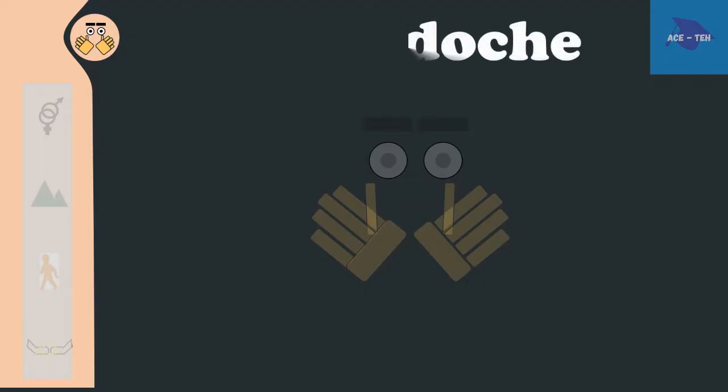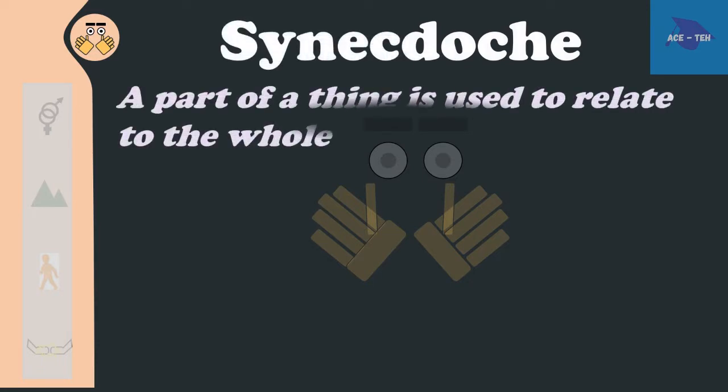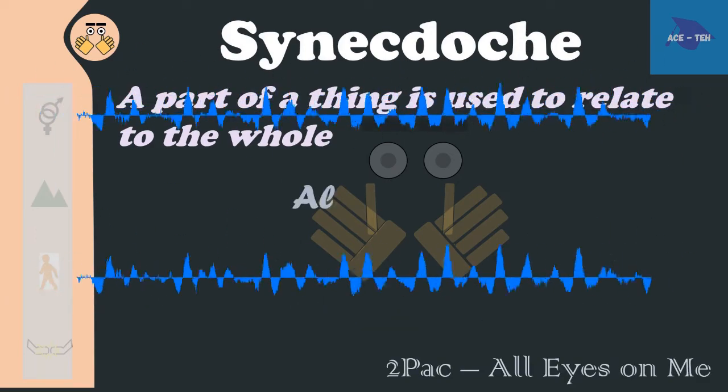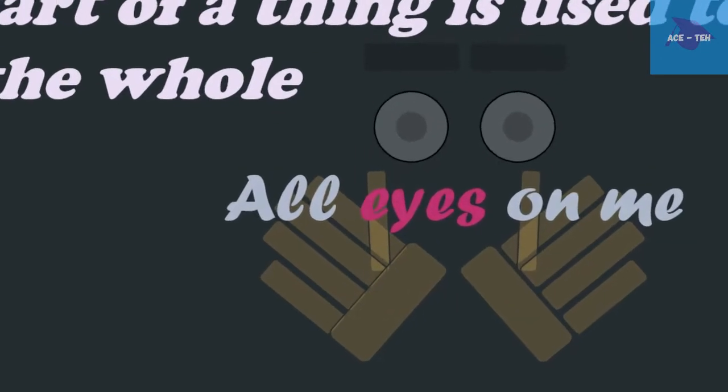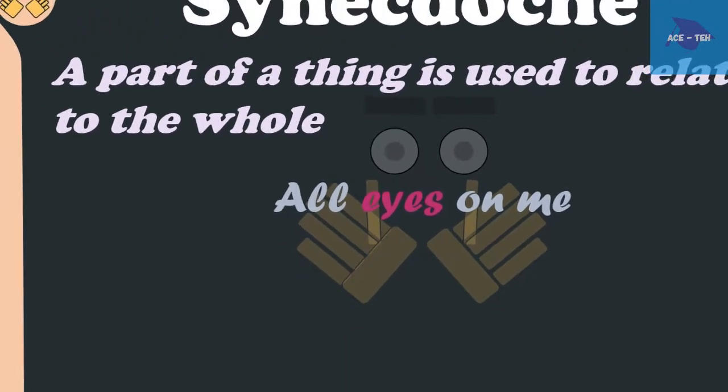A synecdoche is a figure of speech where a part of a thing is used to relate to the whole. All eyes on me. Instead of saying, people are looking at him, the part attributed with the gift of seeing, that is, the eyes, are said to be looking at the singer.